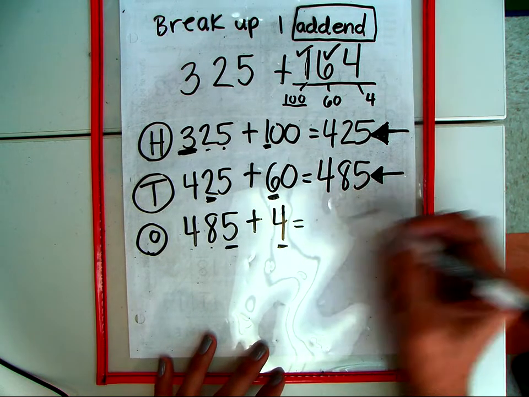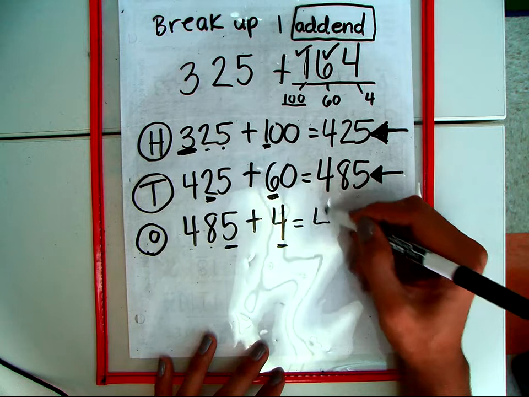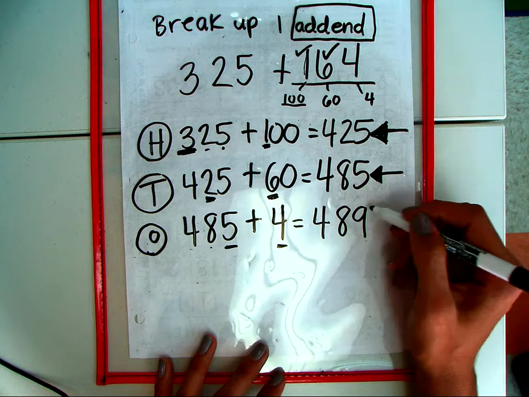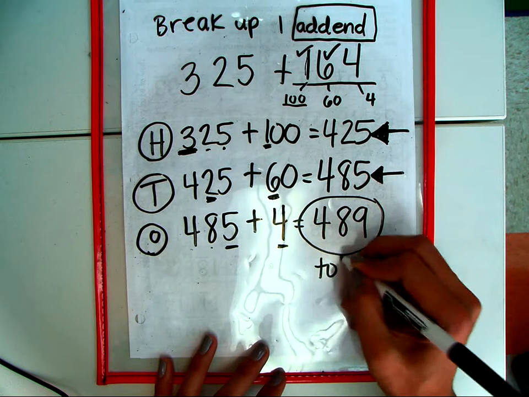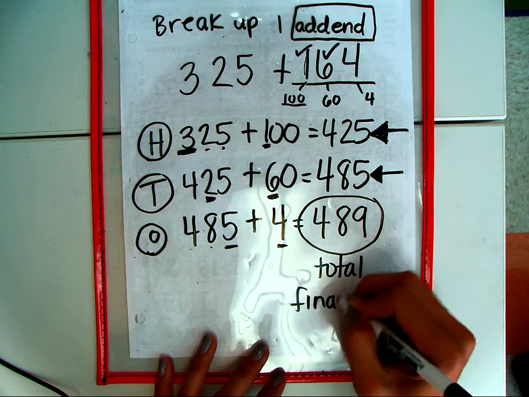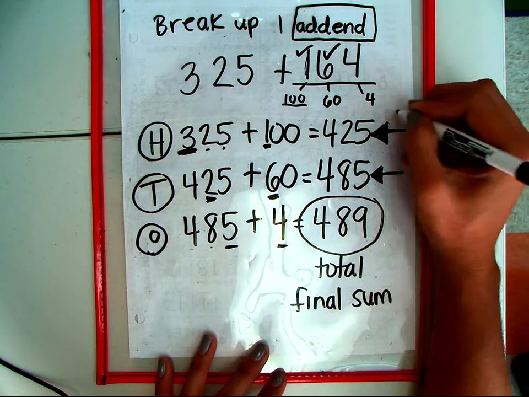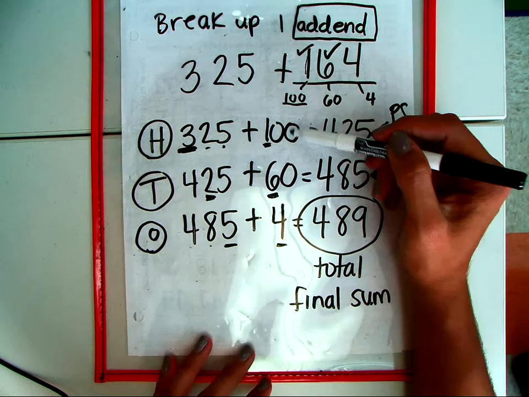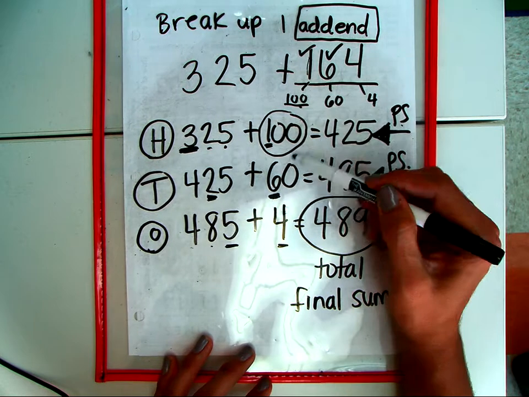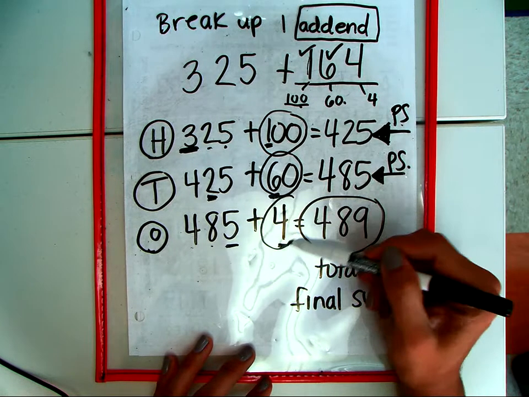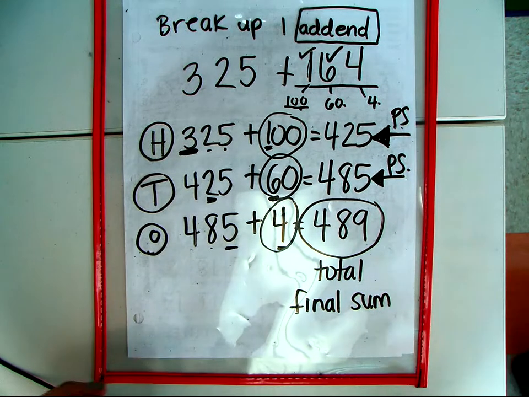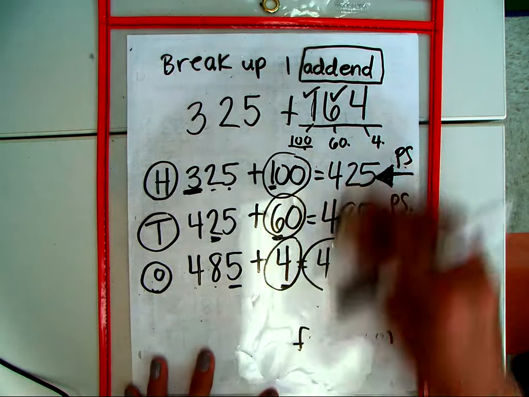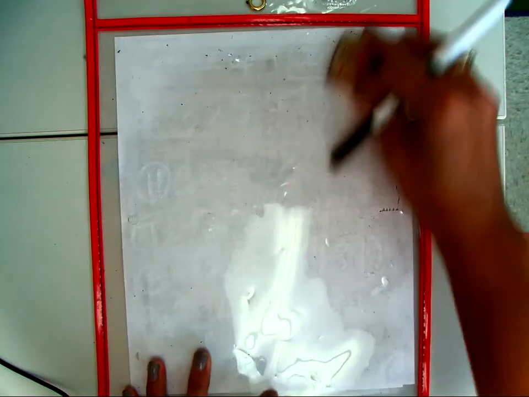485 plus 4, I'm looking at the ones. 5 and 4 is 9, so 489. Now 489 is not a partial sum. This is my total, or we've been calling it our final sum, because up here we have a partial sum and a partial sum. This is my final sum because if I go back and check, I've added 164, and I found my total sum. So this is the strategy where we're breaking up one addend.